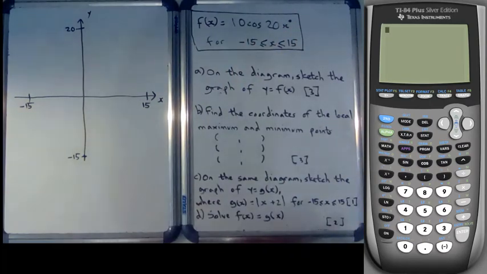Right, we have been asked to, on the diagram, sketch the graph of y equals f of x. Part B, find the coordinates of the local maximum and minimum points. You get 3 marks for that.